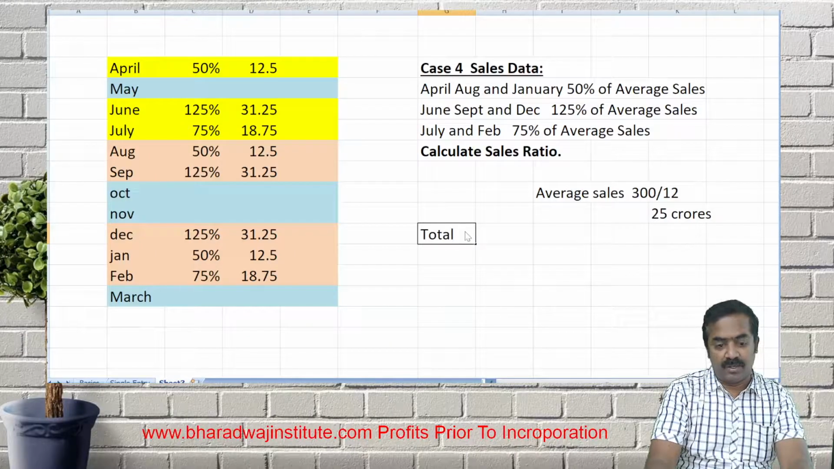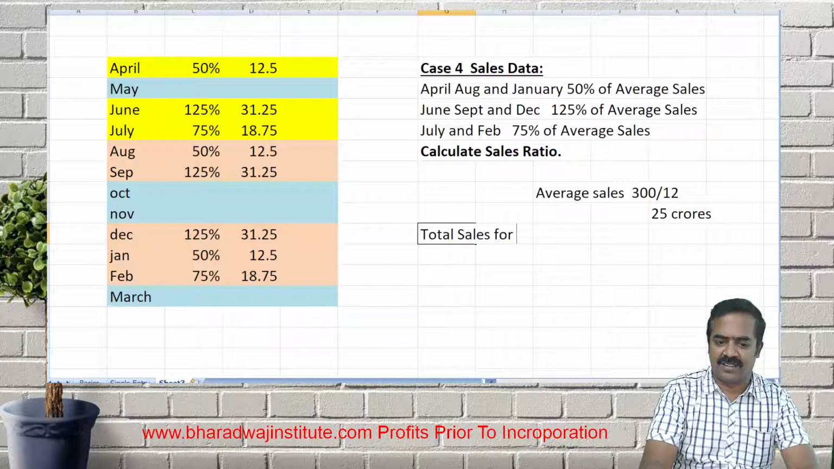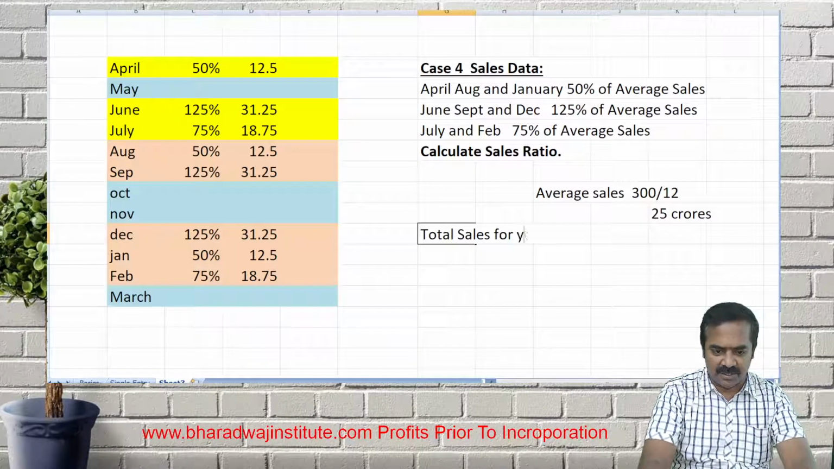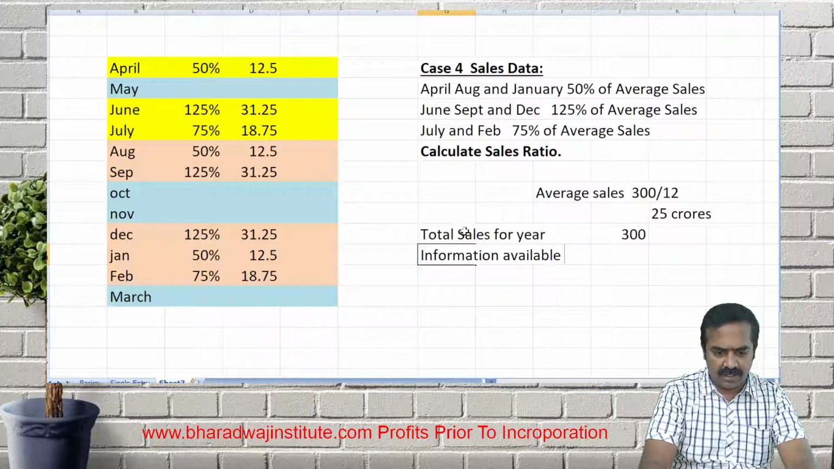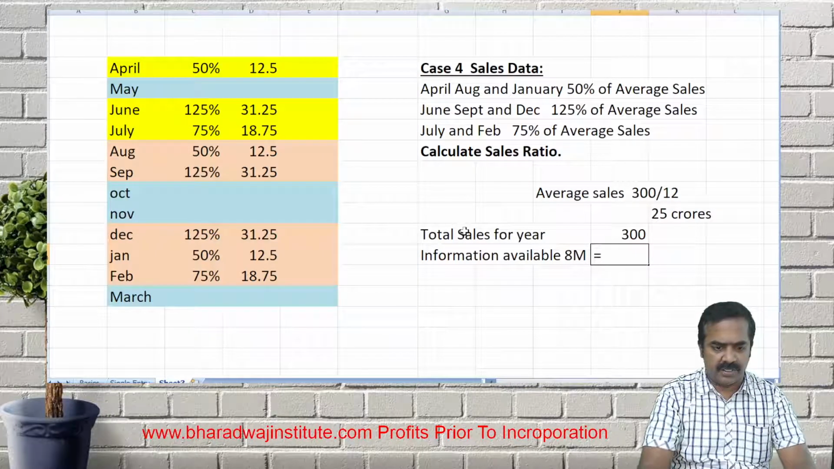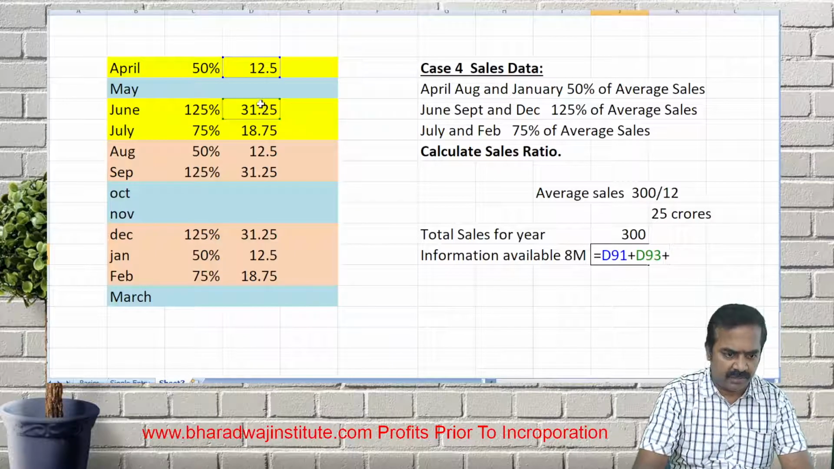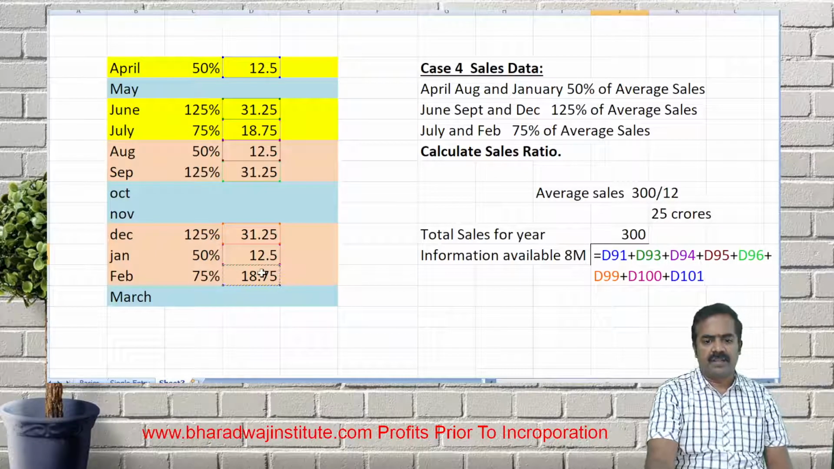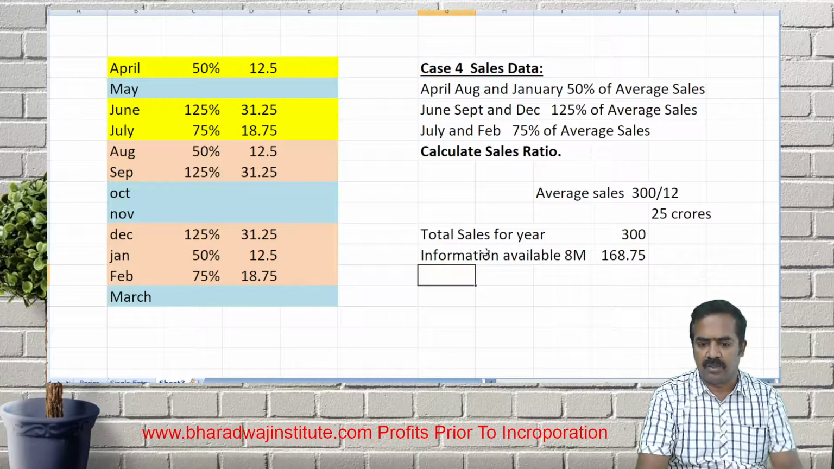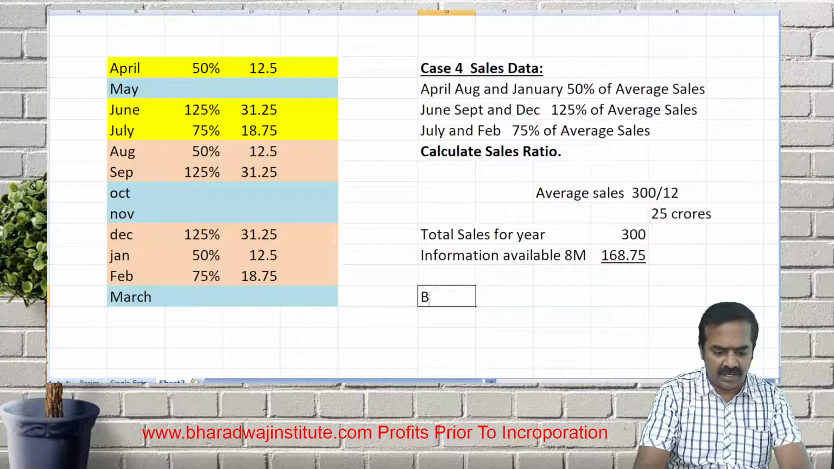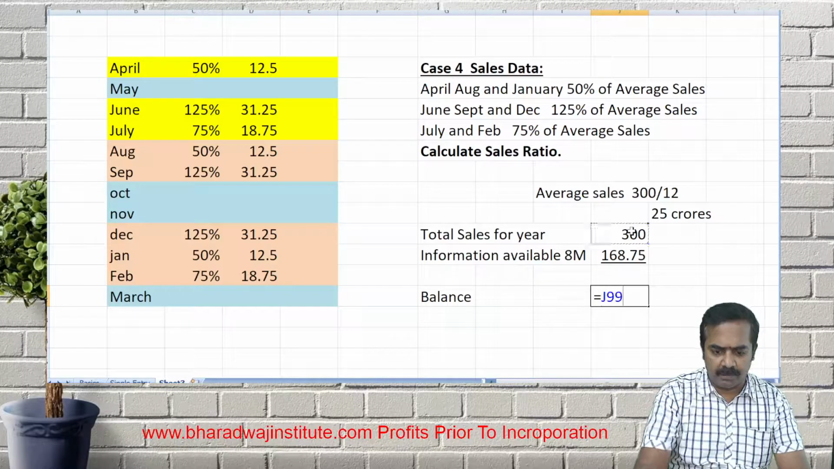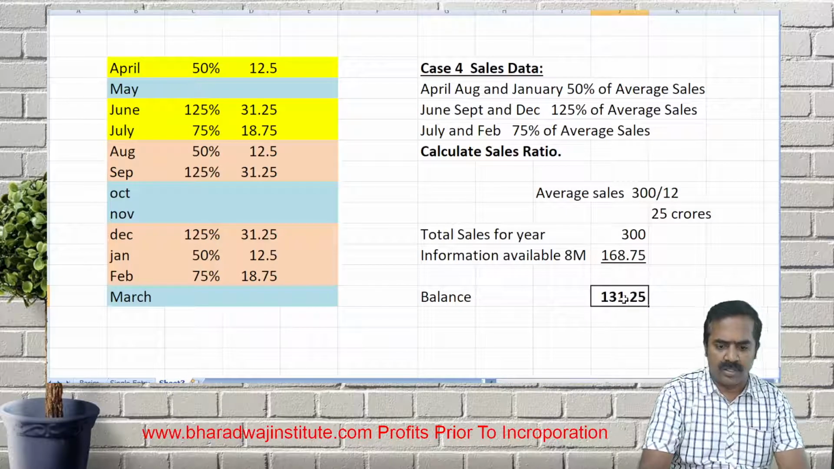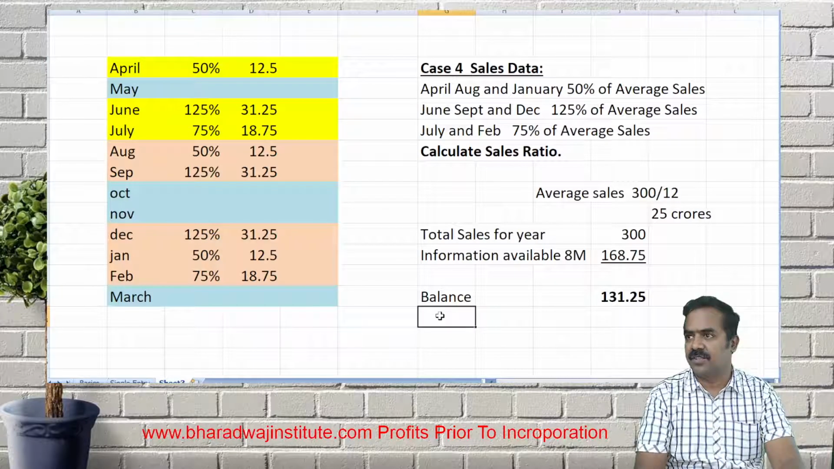Wait. Don't assume average sales. What is the total sales for the year? 300 crores. Add the sales for the period where information is available: 12.5, 31.25, 18.75, 12.5, 31.25, 31.25, 12.5, 18.75. Information is available for 8 months. How much does it come to? 168.75. How much balance is left? 300 minus 168.75 gives 131.25.